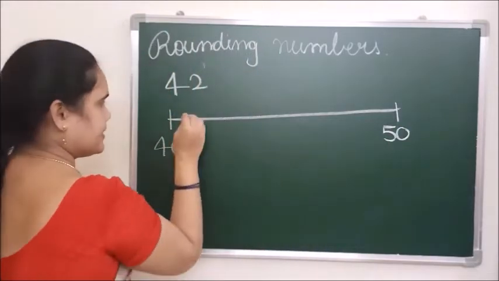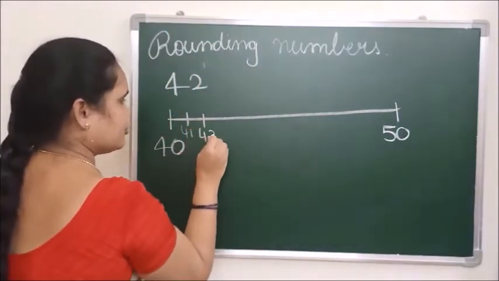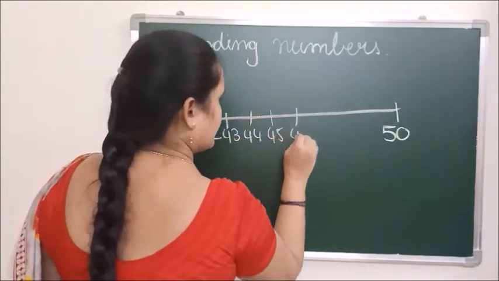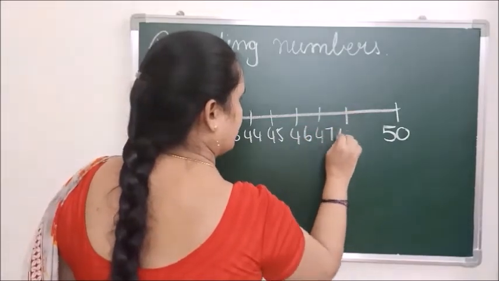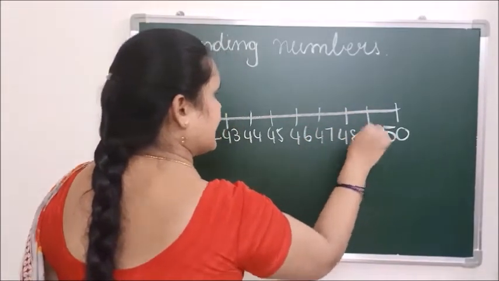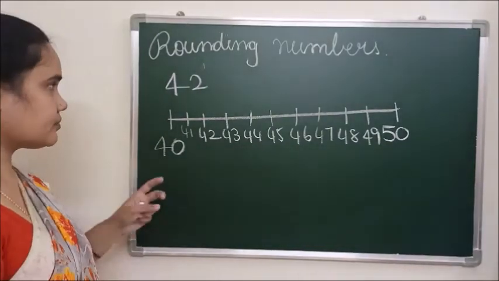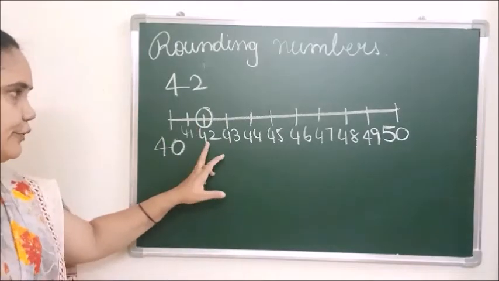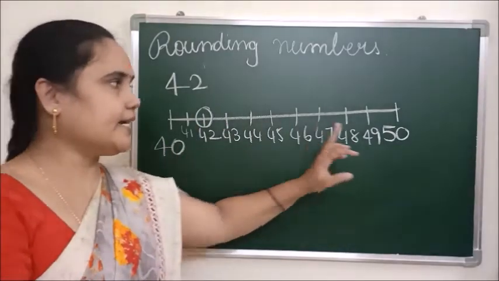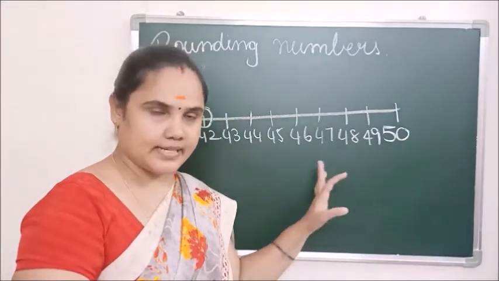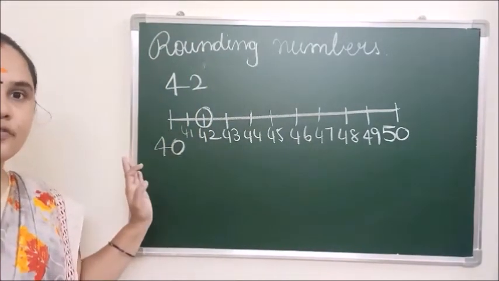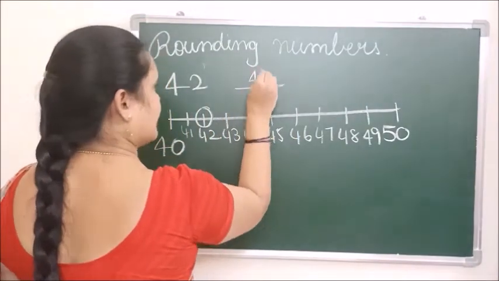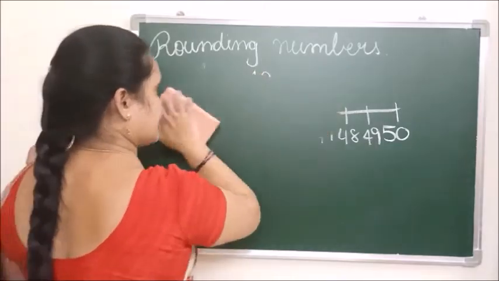Okay. Now write the numbers. 41, 42, 43, 44, 45, 46, 47, 48, 49. Okay. Now see, what is this number 42? See this number 42. Is it nearest to 40 or nearest to 50? Yes, it is nearest to 40. So 42 is nearest to 40. Now see another example.